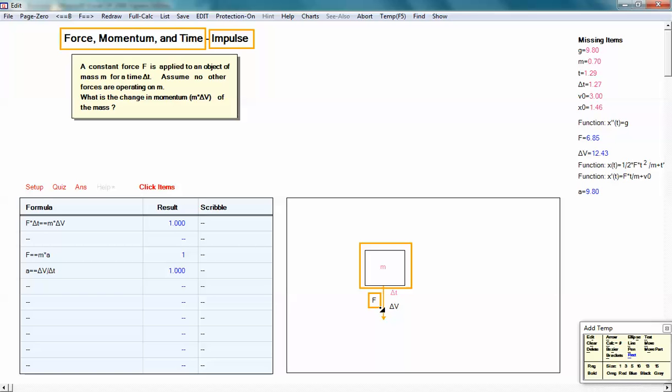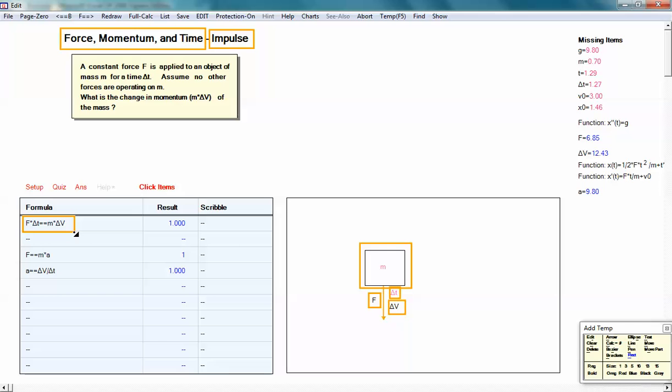So the force is going to change the momentum of that mass. It's going to pull it down, it's going to speed it up. Whatever its current velocity is, it's going to be different sometime later. So the question is, suppose we let that force operate for some period of time, del t. How does that change the velocity of the mass? And the formula is this here.